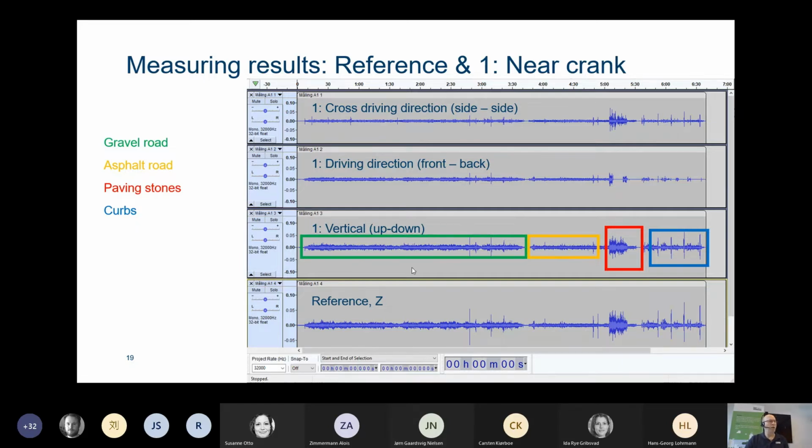And of course, in this setup here, because the measuring point is near the crank, this curve with the colored boxes should be the same as the reference. We can also see that on this curve here, measuring driving direction front back, there are some flat points where we don't have any time history. If you see that in a real measurement, you should suspect that you have some problem. We had, unfortunately, some sensor cable issues, so we could not measure the entire time. But if any of you guys have tried to make practical measurements out in the real world, you will know that that can happen from time to time.